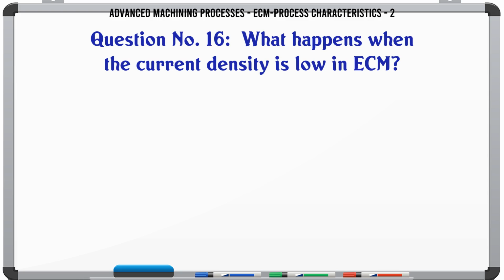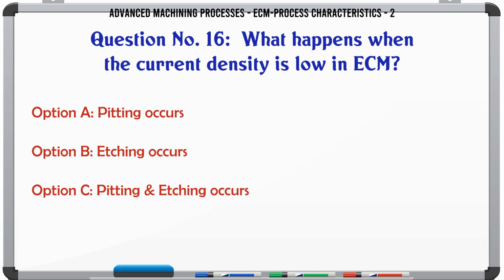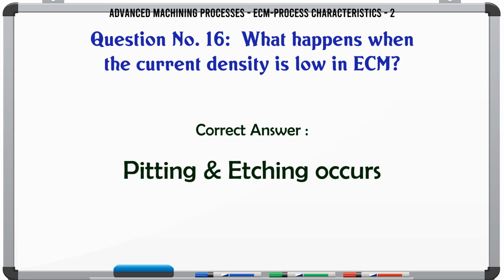What happens when the current density is low in ECM? A. Pitting occurs. B. Etching occurs. C. Pitting etching occurs. D. None of the mentioned. The correct answer is pitting etching occurs.